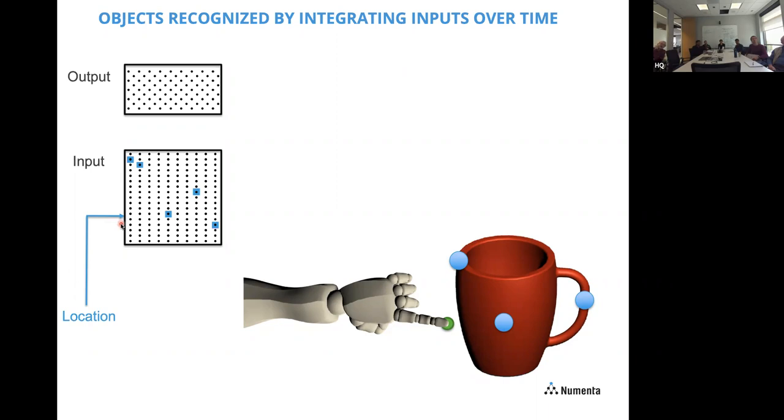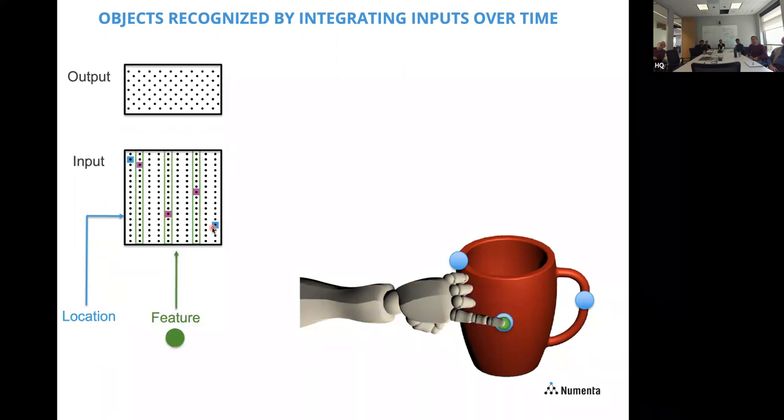And if you've already learned the object, this signal, this SDR, gets recognized by some set of distal dendritic segments on these neurons, and those neurons will be put into a predictive state, like we talked about last week. And so you'll have some set of signals that you are predicting will happen.